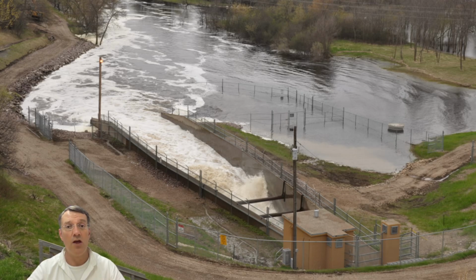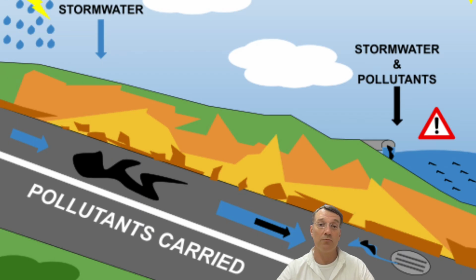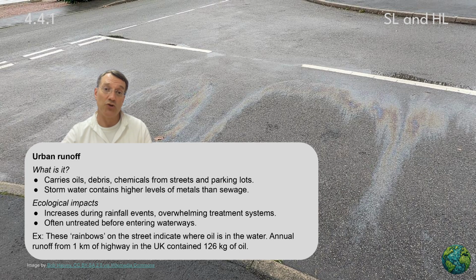During rainfall events, the volume of runoff increases dramatically, and it often overwhelms water treatment systems. Most urban runoff enters waterways completely untreated, and that carries all those pollutants directly into aquatic ecosystems. The image shows oil that's visible in street water in the UK, where studies found that just 1 kilometer of highway generates 126 kilos of oil every year. Multiply that by all the roads in a city, and you can see why urban runoff is such a concern.